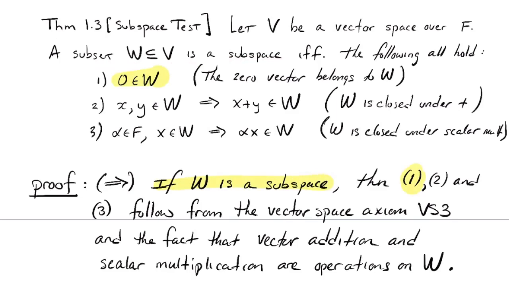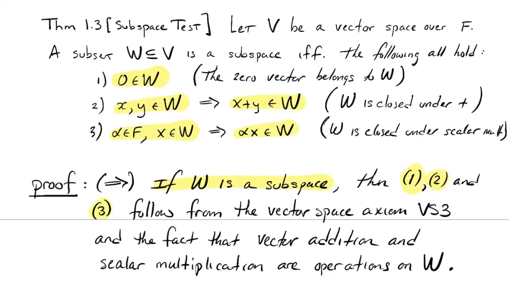Likewise, W is a vector space under these operations, so vector addition is an operation on it. Well, then that means that condition 2 has to hold. Because if you take two elements in W and you combine them with vector addition, you have to get an element of W because W is a vector space, right? If the sum of X and Y for X and Y in W weren't in W, then W couldn't be a vector space under those operations. Likewise for 3, this just has to hold. If you take a scalar and a vector in W, the scalar multiple of it has to land in W because W is a vector space.